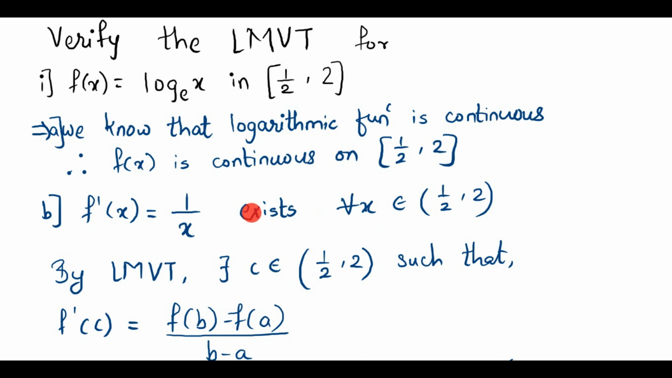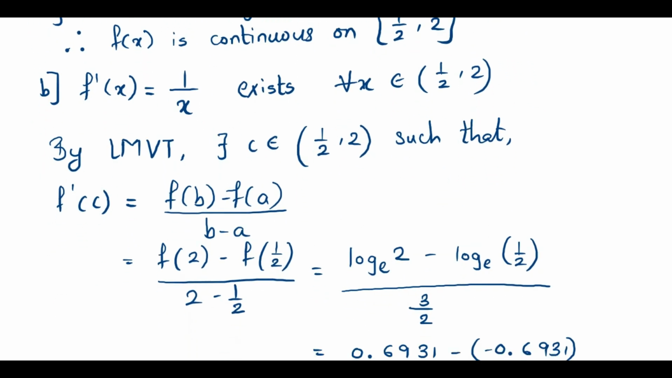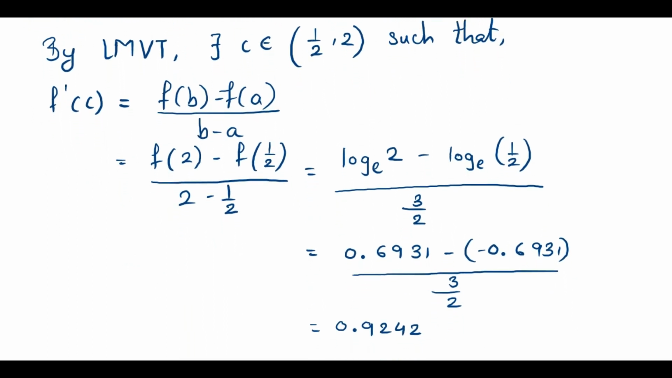f dash of x is equal to 1 by x will only exist if x is greater than 0, and in this interval half and 2 all the values are greater than 0. Therefore for this interval f dash of x exists. So both the conditions are satisfied. Therefore by LMVT we can say that there exists a point C in the interval half and 2 such that its derivative is equal to f of b minus f of a upon b minus a.